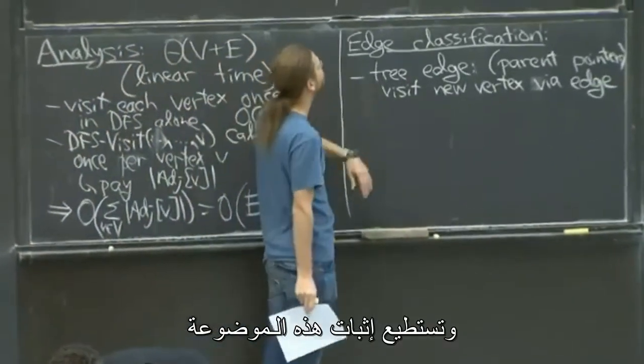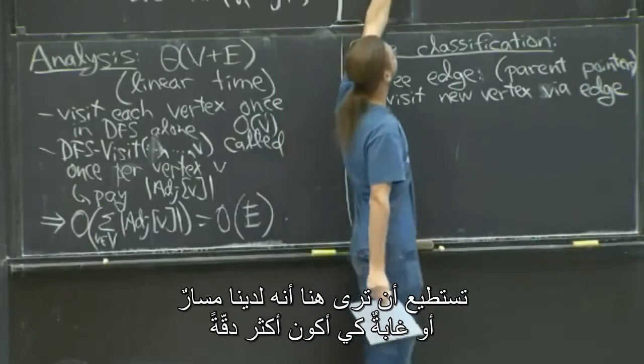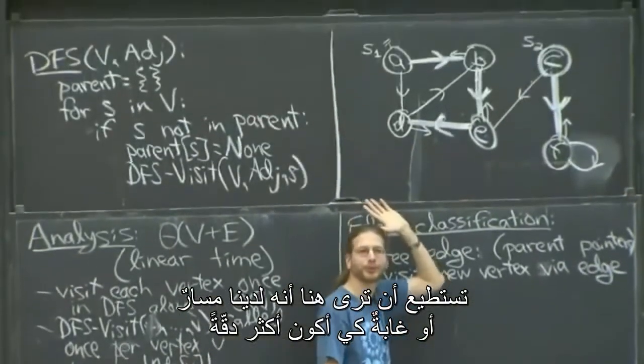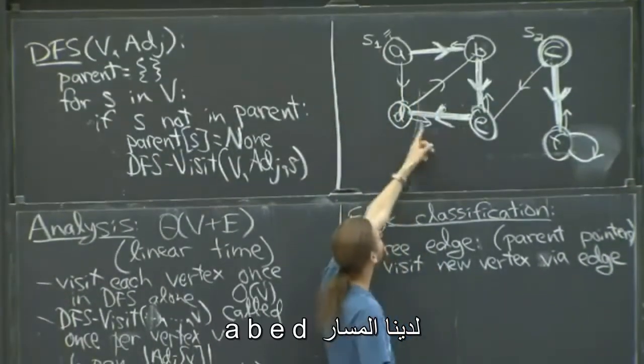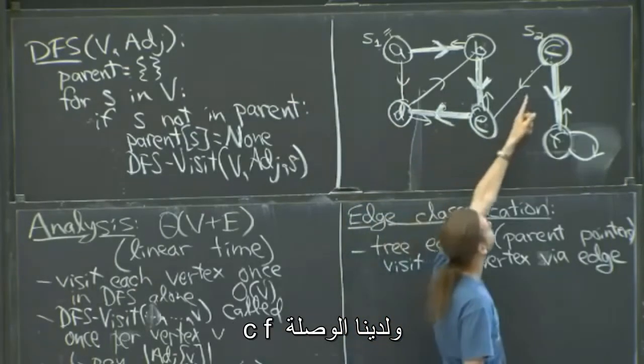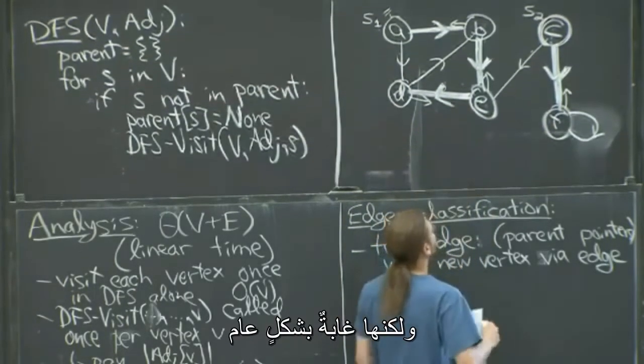That's a lemma you can prove. You can see it here. We just have a path. Actually, a forest would be more accurate. We have a path A, B, E, D, and we have an edge CF. But in general, it's a forest.